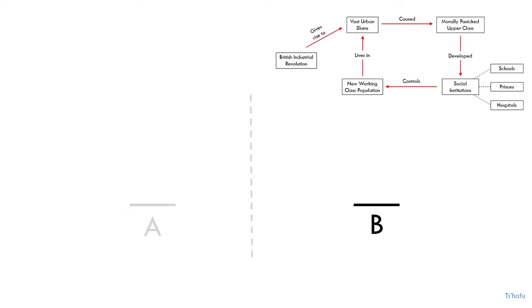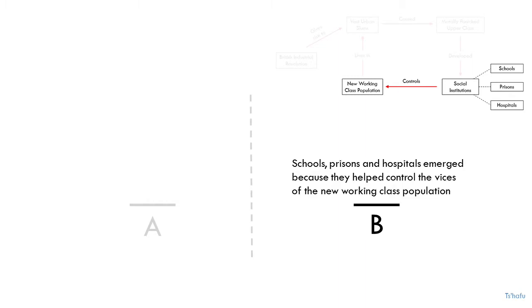So let's begin with the destination. What is the destination here? What is it that the author of this thesis wants the audience to accept? What premise? It is this: that social institutions control the working class population. Or we can state it like this: schools, prisons, and hospitals emerged because they helped control the vices of the new working class population. That is the destination. That is the key thing that the author is trying to have you accept.